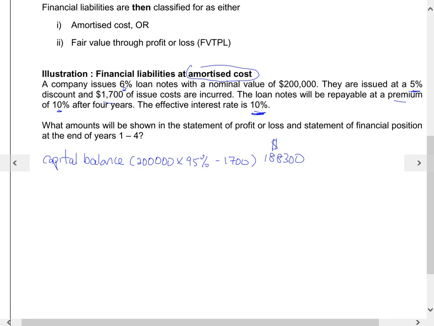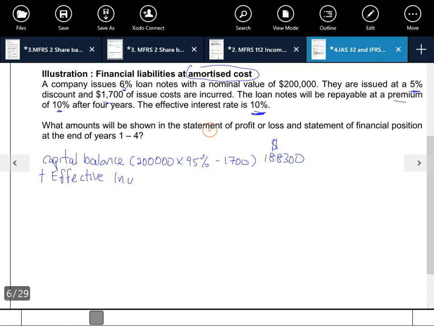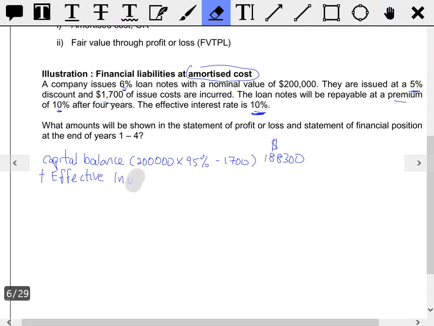Which amount will be charged to my SPL in the second year? Effective or interest paid? This is year 1. Year 2, my SPL amount charged will be 19,513. The amount charged in my SFP will be 202. This is year 2.